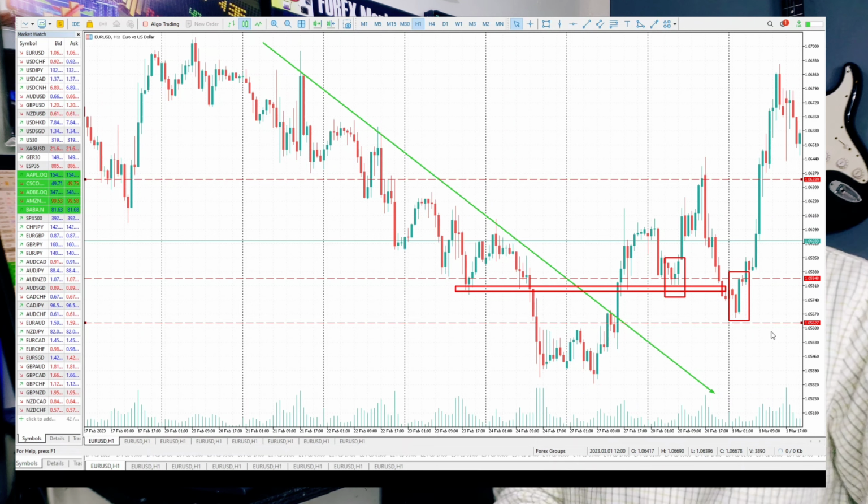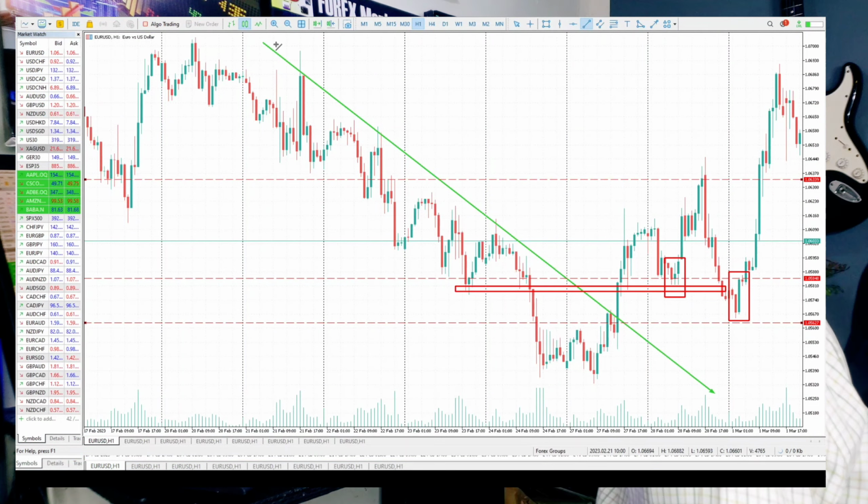So let's recap. The first step, what you do? You draw your trend line across. Second step, what do you do? You draw your horizontal line across. So you take a horizontal tool and you draw your horizontal line across.